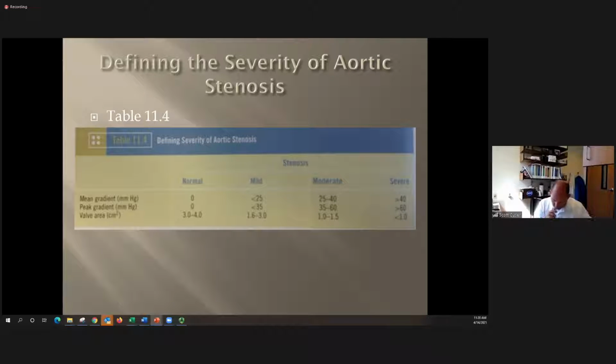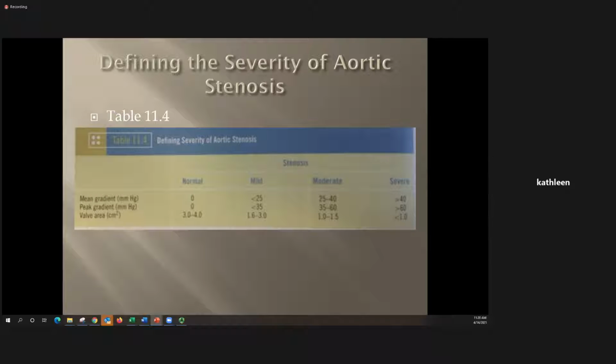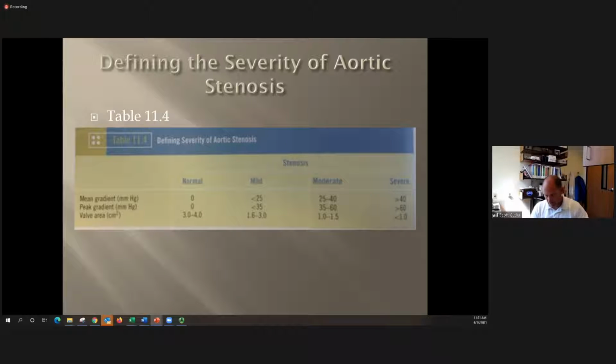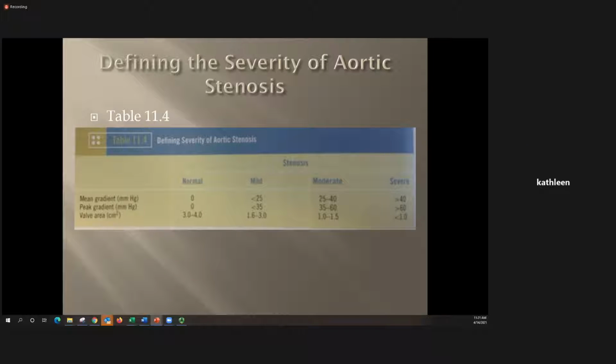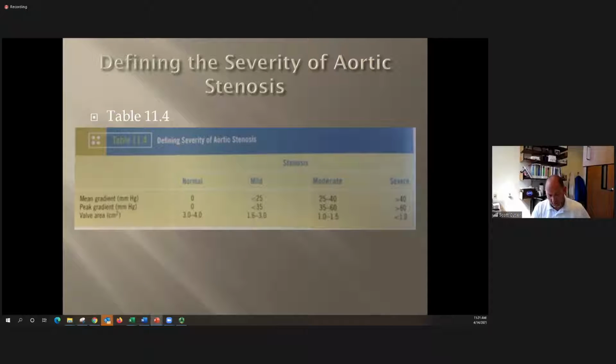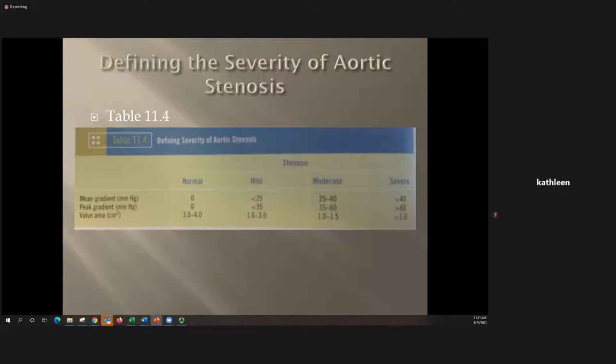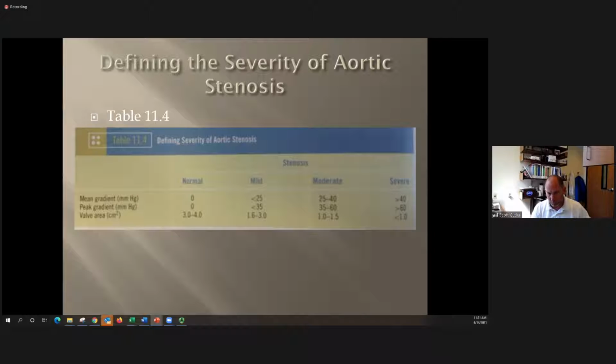8th edition. Can you clarify what we're looking at for this valve area measure, these numbers? Say that again, Kathleen. So where is valve area coming from? The normal 3 to 4 precisely? Those are just from research. So that's the valve area of the valve opening? Yes, so it's the continuity equation?